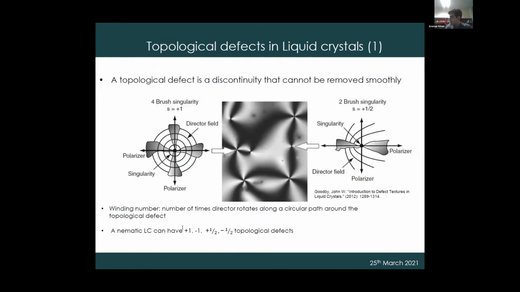Now, the next topic that I want to talk about is topological defects in liquid crystals. This is also recent work that we've started in our group, and the motivation for this is linked to what Dr. Sriram presented right before my talk. A topological defect is essentially a discontinuity that you can't remove via a smooth transition, right?